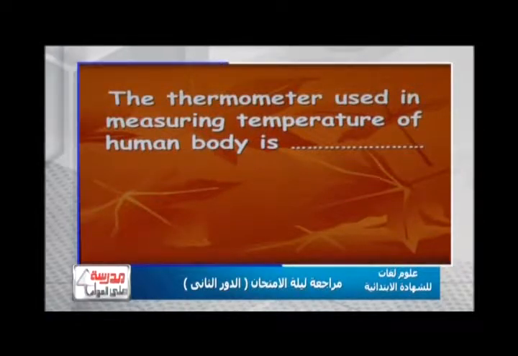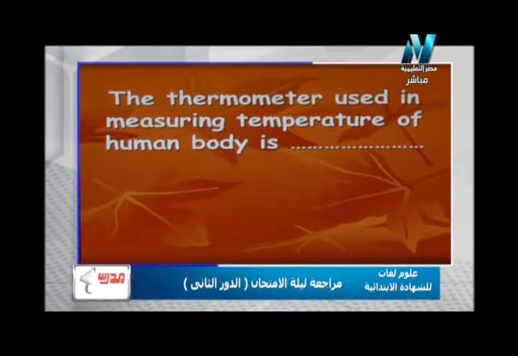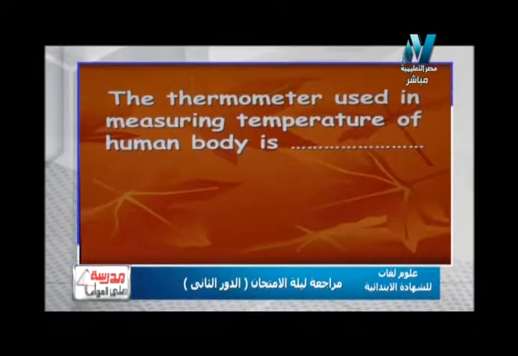The thermometer used in measuring temperature of the human body is what? I can remind you. We have studied two types of thermometer which are the medical thermometer and the Celsius thermometer. So which one will we use to measure the temperature of the human being? If you have a fever, if you have a certain disease, and your temperature is rising, which thermometer will we use? The medical thermometer or the Celsius thermometer? Surely you will use the medical thermometer.